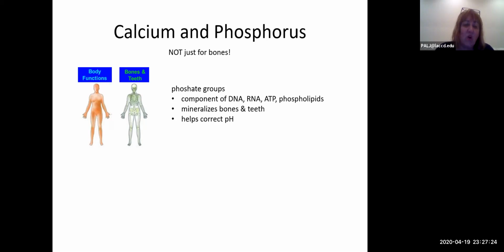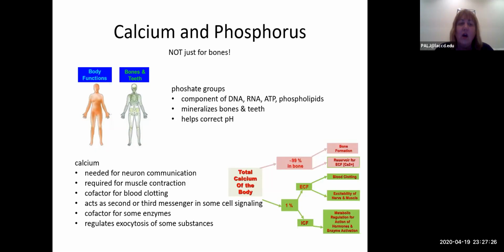Similarly, calcium has more important things than bone. Neurons cannot send their signals if they don't have calcium. Muscles cannot contract without calcium. That means your heart can't beat without calcium. Your blood can't clot without calcium.